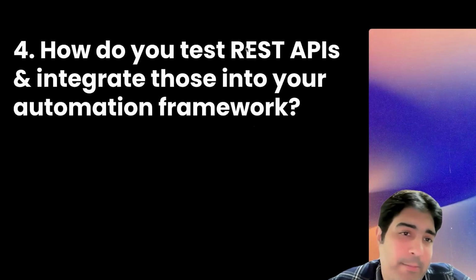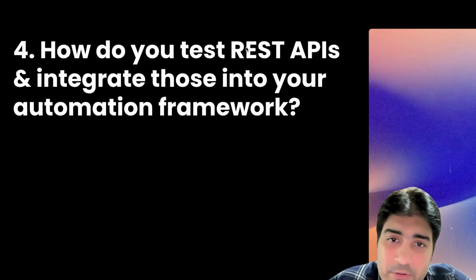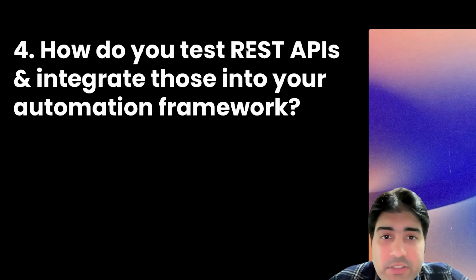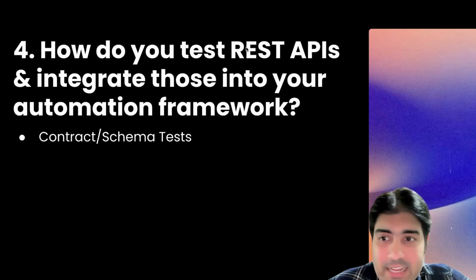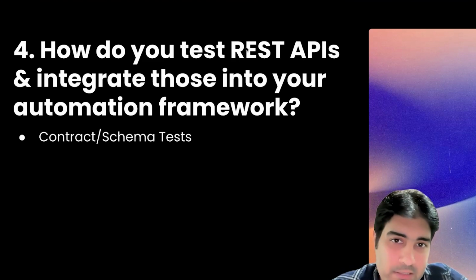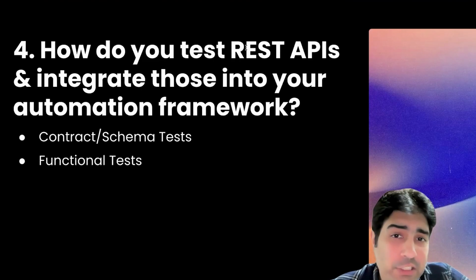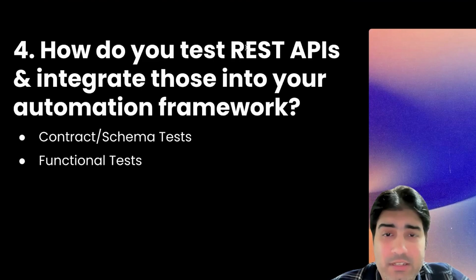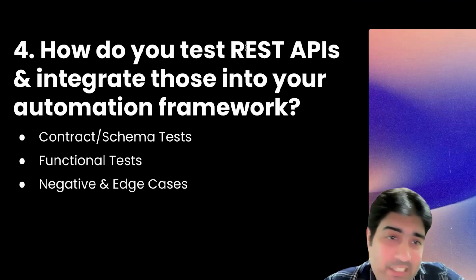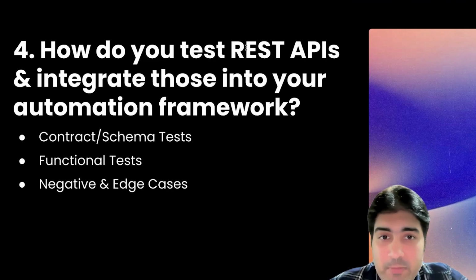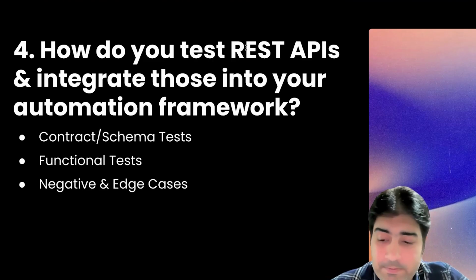How do you test REST APIs and integrate those in your automation framework? Now, as most of us already know, API testing is foundational. So here's a layered approach. Start off with contract or schema tests. Validate against OpenAPI, Swagger, or JSON schemas. These catch breaking changes quickly. Second, functional tests. Assert status codes, response bodies, fields, and business rules. Third, negative and edge cases. You have the 4XX, 5XX flows, timeouts, malformed payloads, etc.